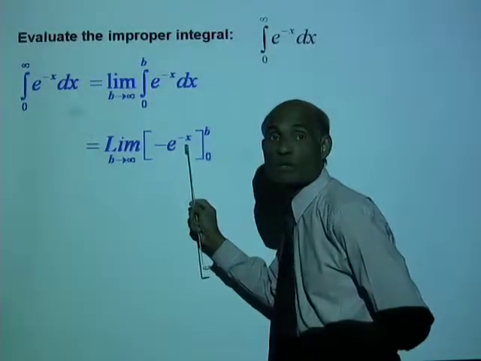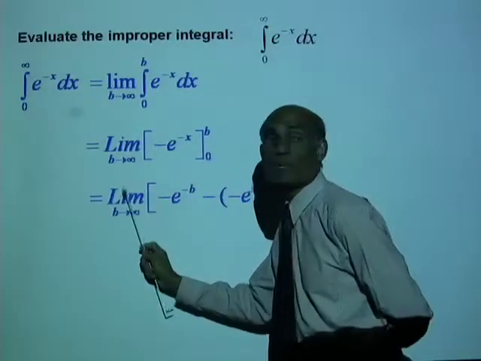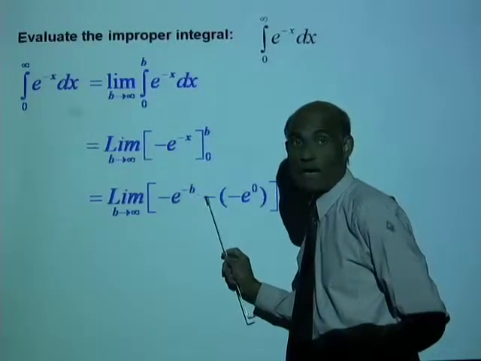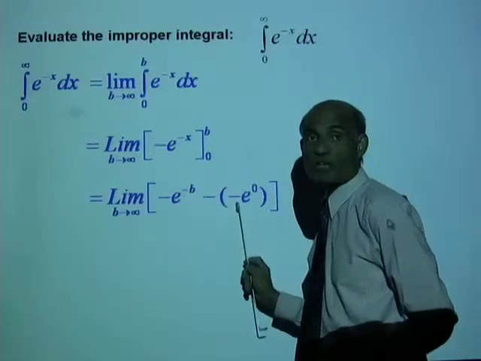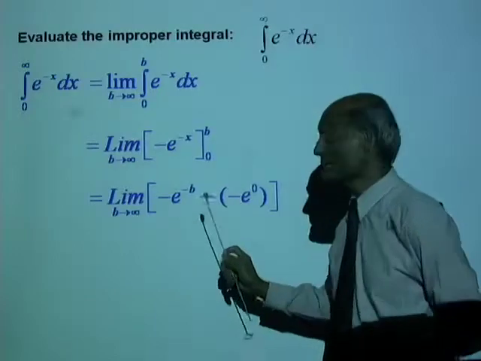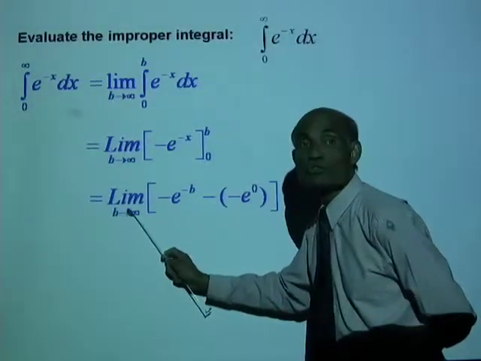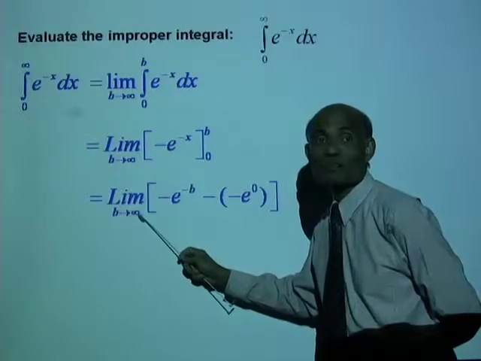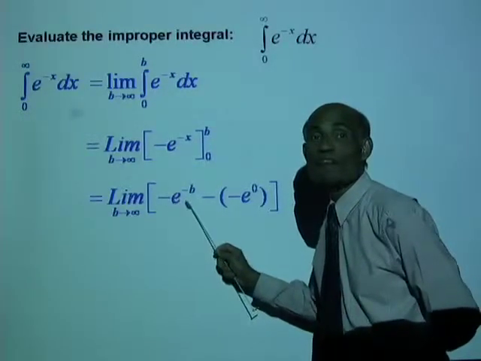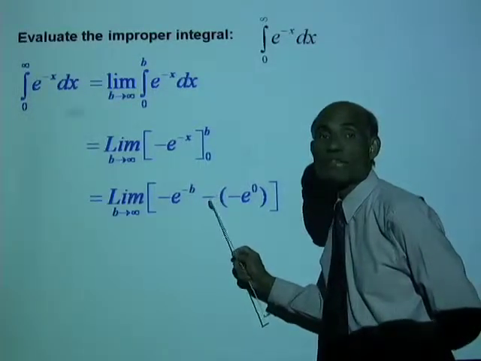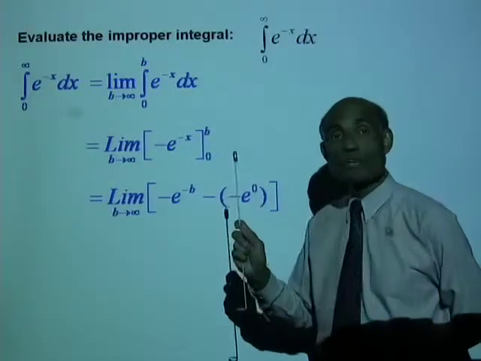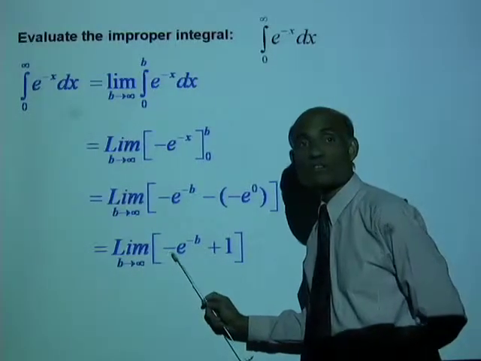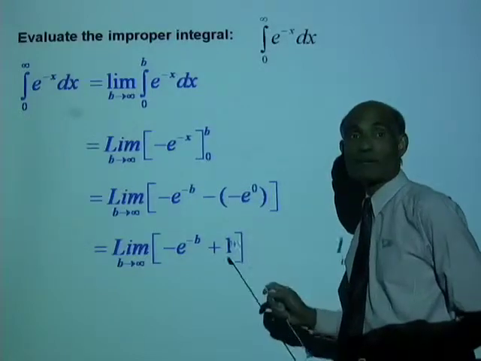Alright, let's apply the upper limit minus the lower limit. So this will be limit b approaches infinity, negative e to the power of negative b minus the lower limit, which is negative e to the power of 0. Now, what is limit b goes to infinity e to the power of negative b? E to the power of negative b as b goes to infinity is 0. So this value is 0. So we will end up with negative, negative, positive. E to the power of 0 is 1. So that will be limit b approaches infinity, negative e to the power of negative b plus 1.